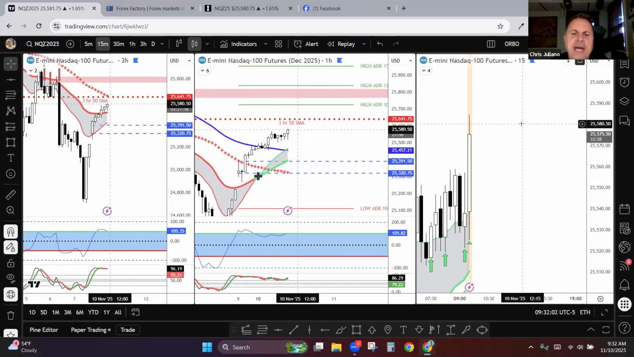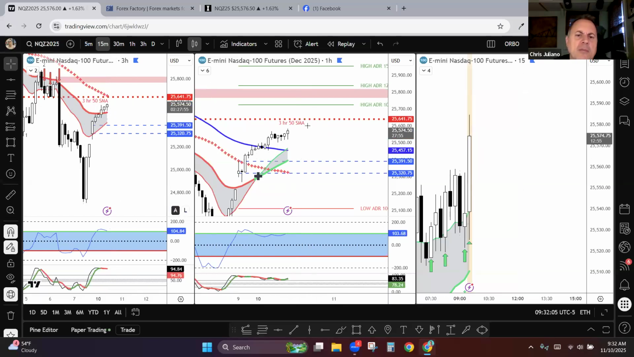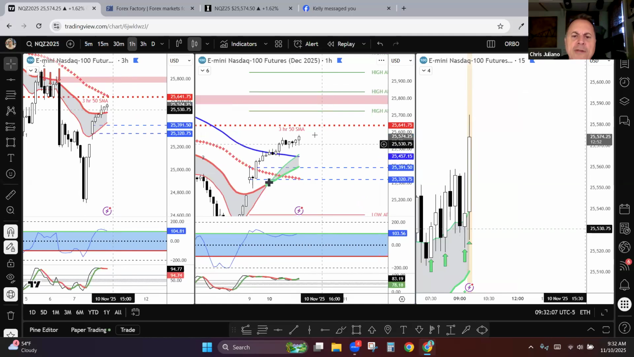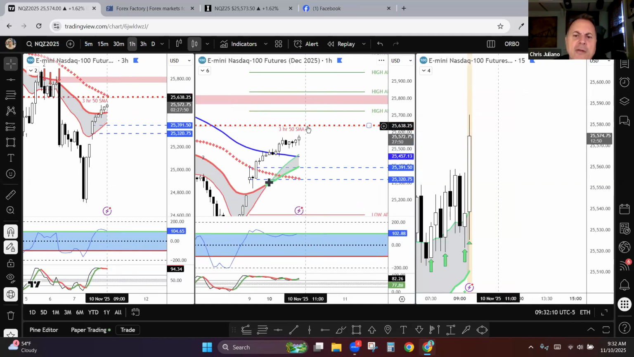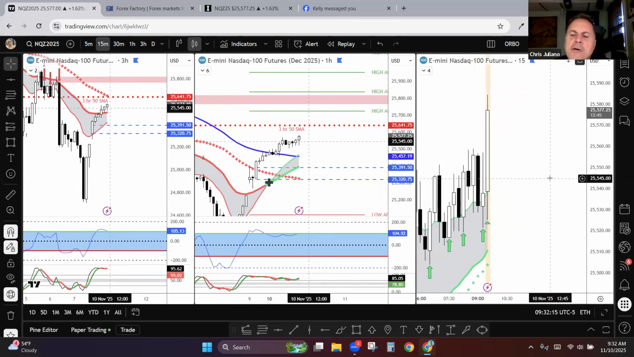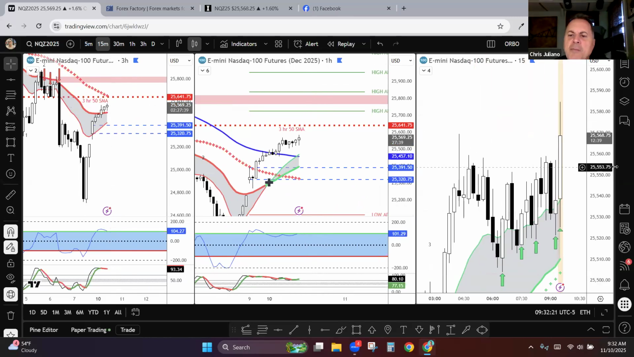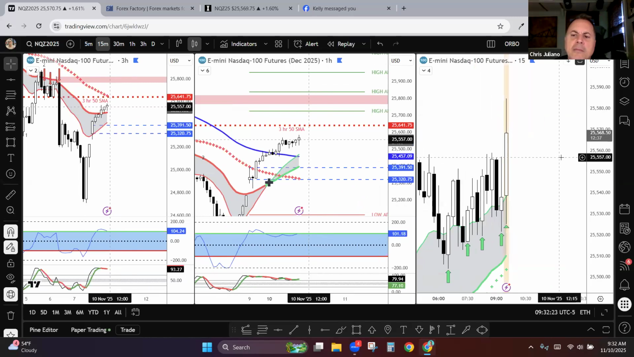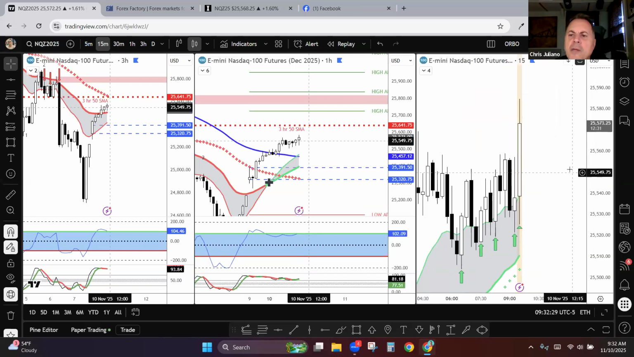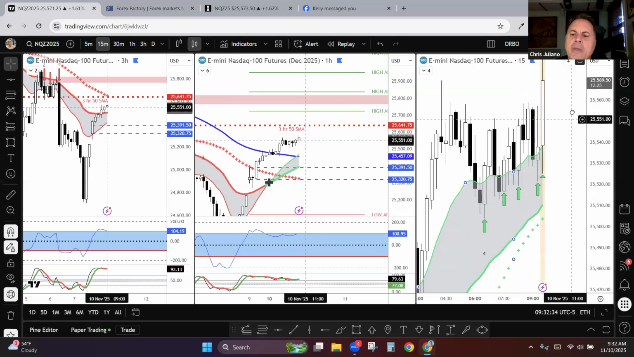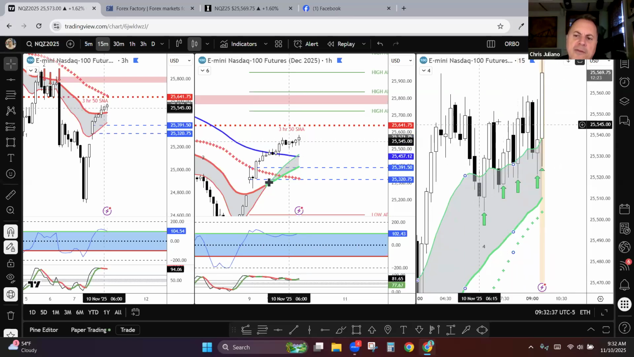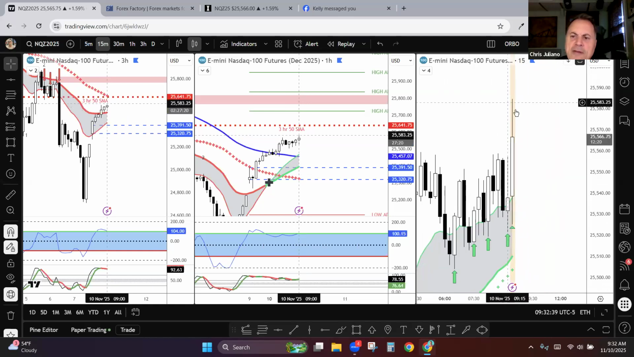So we got a nice move right off the bat here. Probably wants to head towards this 50 simple moving average here. Maybe for the leap, I'm just going to follow everything the way we've been doing it. Fifth wave up, it's starting to form that fifth wave up.